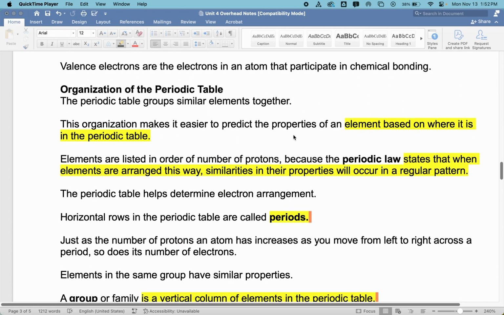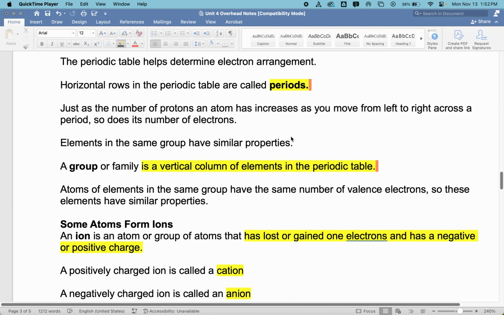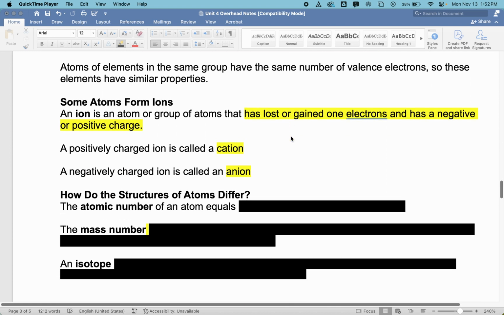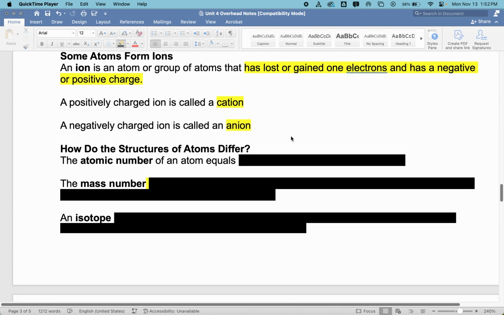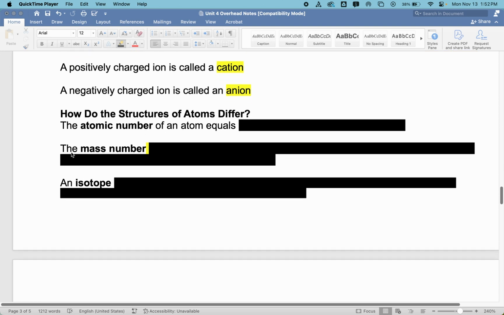We also took some time to look at how our periodic table looks and why it's put together that way, what's a period, what's a group, and I talked about ions. But we have not got into how the structures of atoms differ, and so that's what this little short video will be about, is how the structure of the atoms can differ.